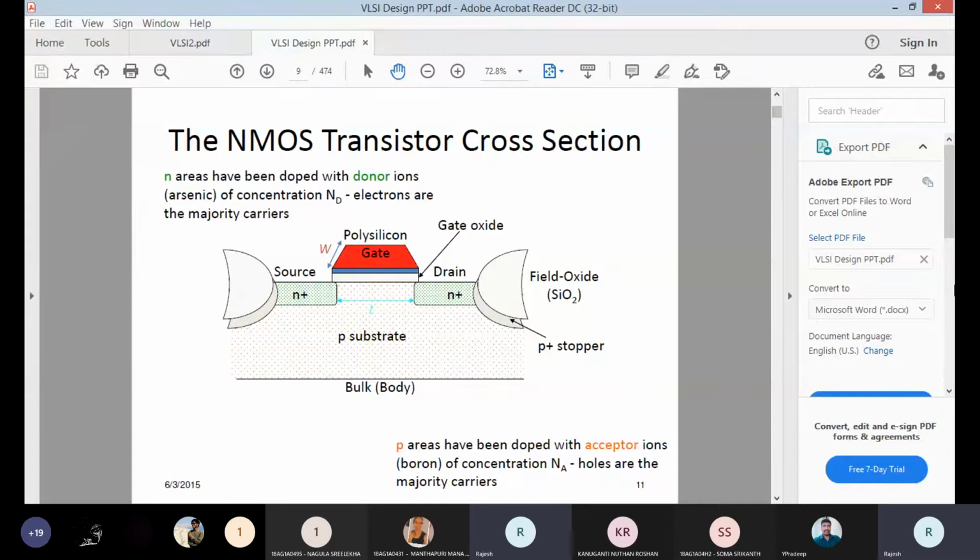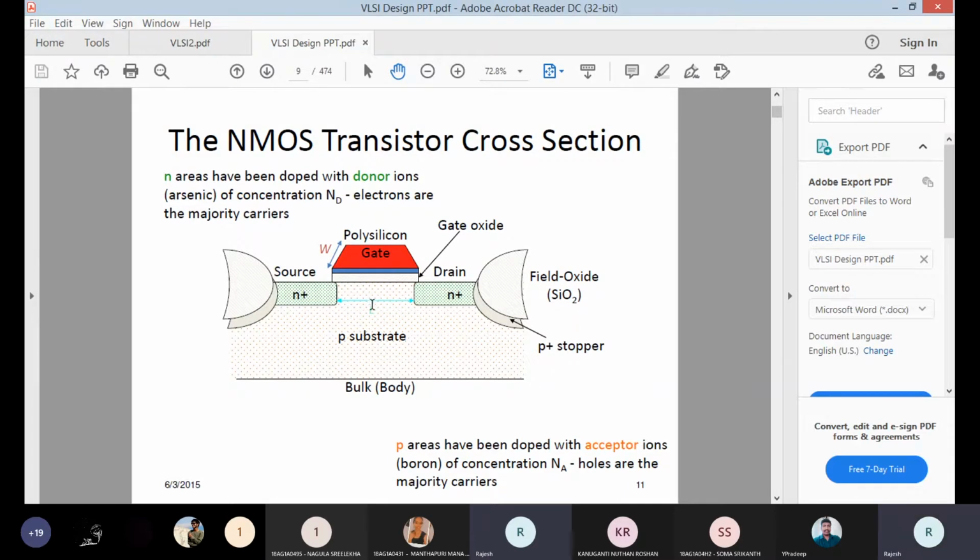Source is N plus, drain is N plus, which are formed in a P type. So you can see a depletion region available between NP and PN. So it is like two back-to-back connected diodes. Now the point here is your gate has some length L, that is the channel length, and width W. These are the dimensions of your transistor. L and W represent the length and width of your polysilicon. L is also your channel length.